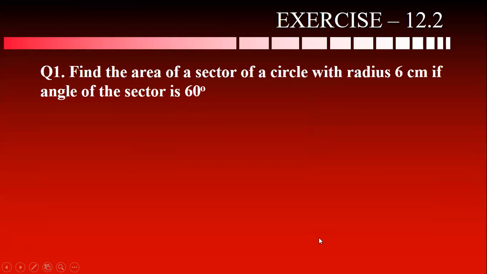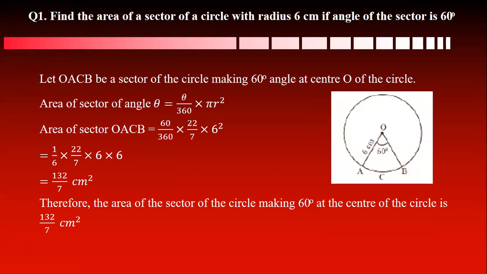So with this, let us move on to exercise 12.2, question number 1. Find the area of a sector of a circle with radius 6 centimeter if the angle of the sector is 60 degree. So angle is given to be 60 degree, radius is given 6 centimeter. We have to find the area. What is the formula for finding the area? So area of the sector, first we'll draw the circle. We mark OACB to be the sector with 60 degree and 6 centimeter.